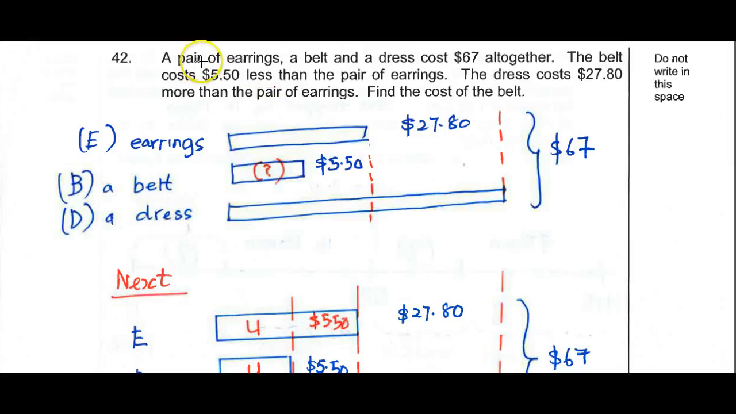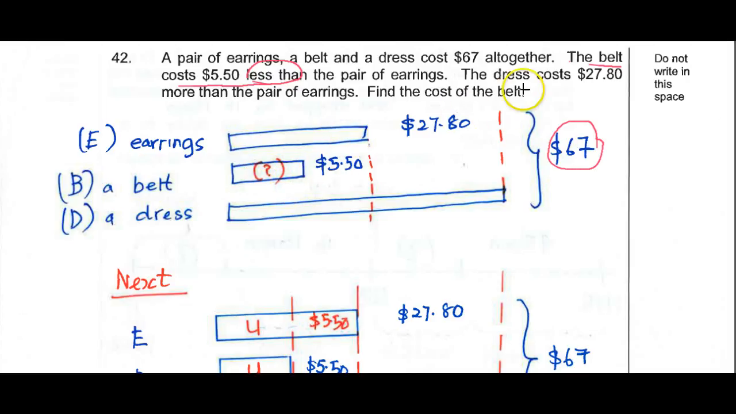Let's take a look. A pair of earrings, a belt, and a dress, these 3 items, total is $67. Fantastic, you got it. Item 1, 2, 3, $67. Now let's take a look at their relationship. The belt is $5.50 less than the earrings. Let's see, belt and earrings. Belt is $5.50 less than earrings. All right, so this is the relationship here.